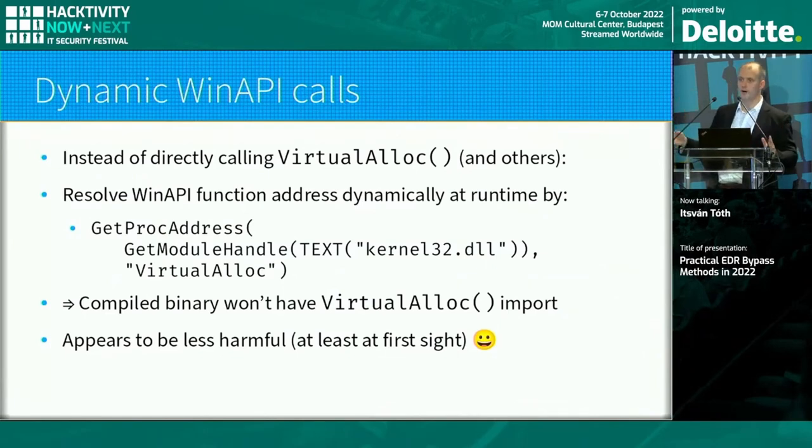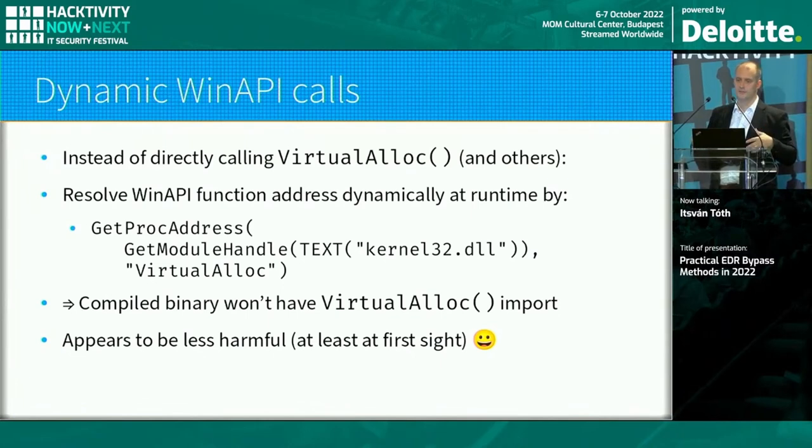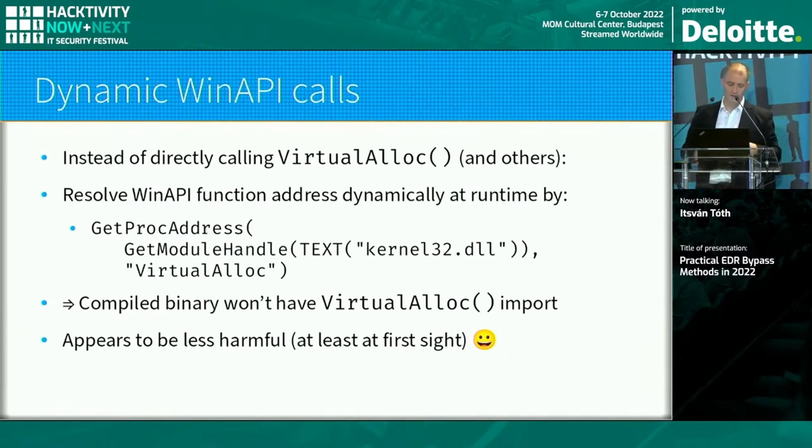Okay, and one other minor trick for bypassing static analysis of EDRs. The shellcode loaders and DLL loaders usually use Windows API calls like VirtualAlloc, and there are some other general API calls used for shellcode execution, decryption and other phases. And if you include these Windows API calls, then it is very trivial for an EDR to enumerate them, because these are import functions.